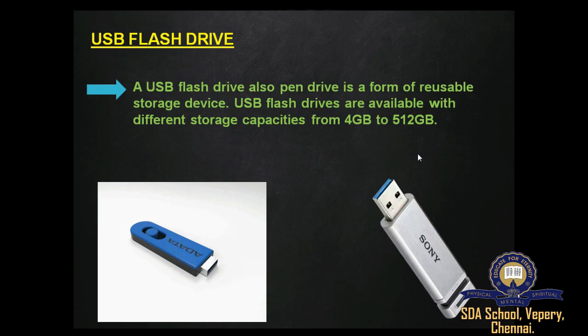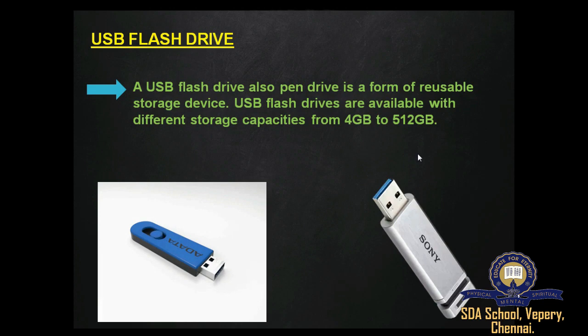This is the USB flash drive. A USB flash drive is nothing but a pen drive. We have been using CD as a portable data storage device. In 1998, IBM came out with the latest portable data storage device known as thumb drive or flash drive. A USB flash drive, also a pen drive, is a form of reusable storage device.